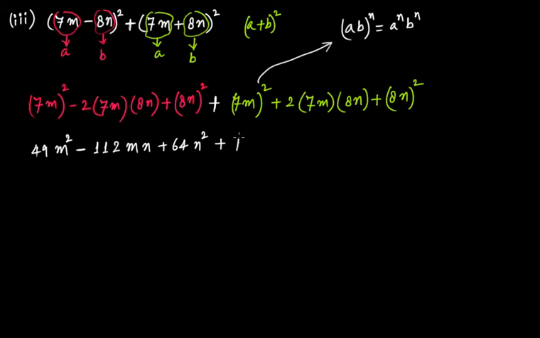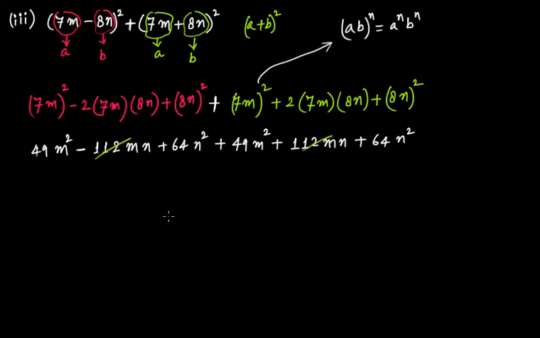So this becomes 49m squared plus 2 times 7 is 14, and again you have the same thing, so this is plus 112mn, and here 8 times 8 is 64, n times n is n squared. Okay, now if you look at this, it is minus 112mn, this is plus 112mn. Like terms, exactly the same value, but here this is negative, so this gets cancelled.